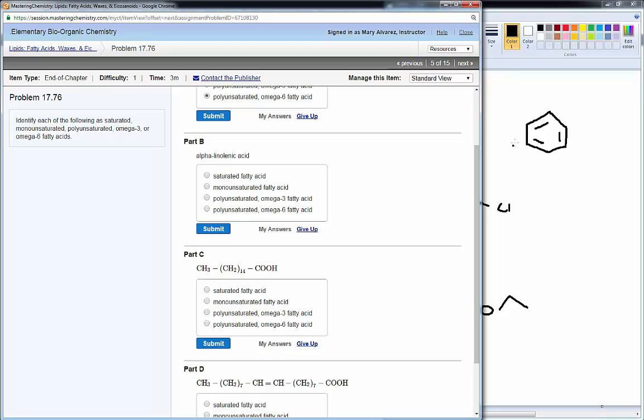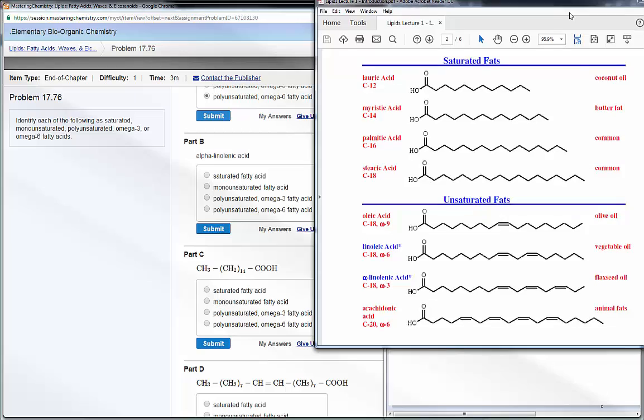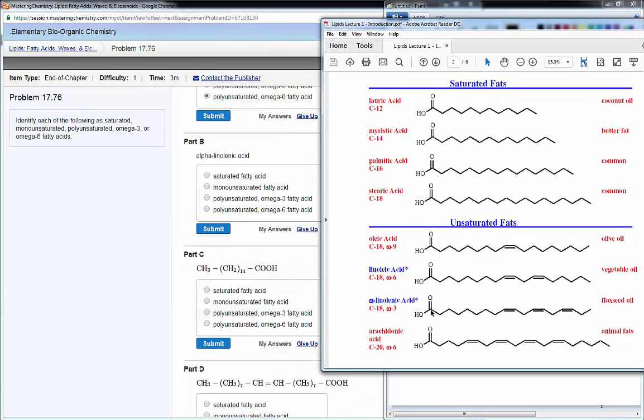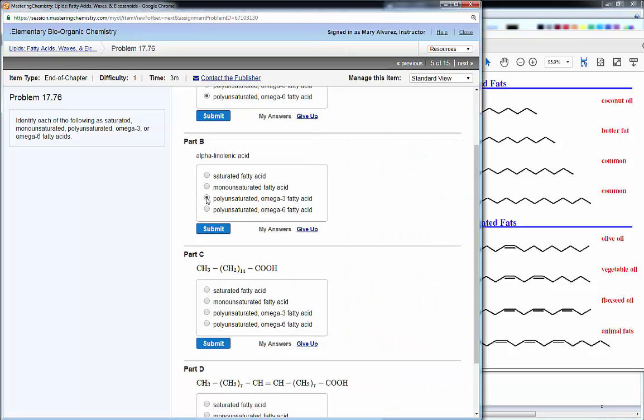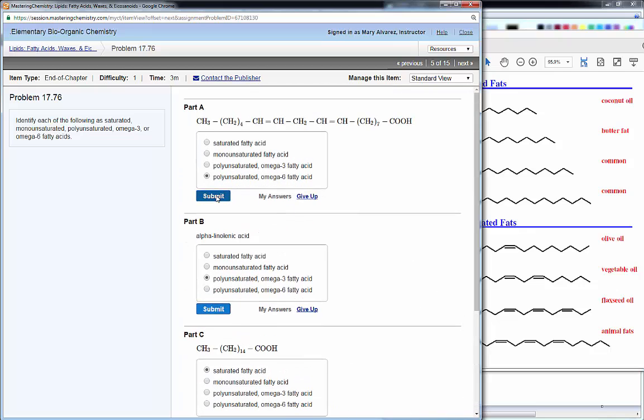alpha-linolenic acid. We saw this one just recently, but it's in our lecture notes. So let's pull. Let's see, alpha-linolenic is an 18 carbon, and it's an omega-3, and you can see it's a polyunsaturated, so polyunsaturated omega-3. This one, as you can see, no double bonds, so that would be a saturated fatty acid. And this has 1 double bond, so it is a monounsaturated. Oh, I didn't submit any of these.